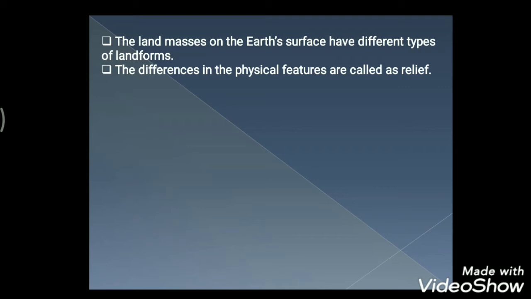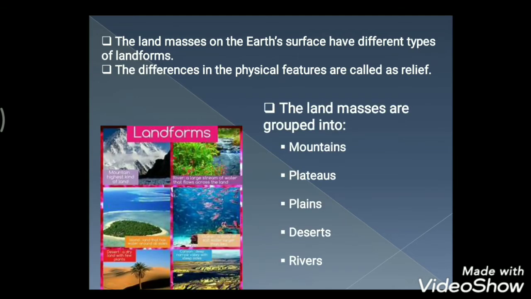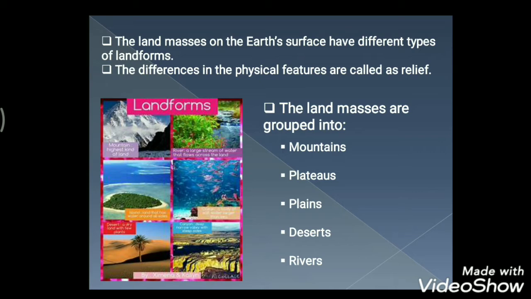Some are flat and some are raised. The differences in the physical features are called relief. Now the land masses are grouped into mountains, plateaus, plains, deserts and rivers. They vary in their height and in the extent of area covered by them. So these are the different land masses.